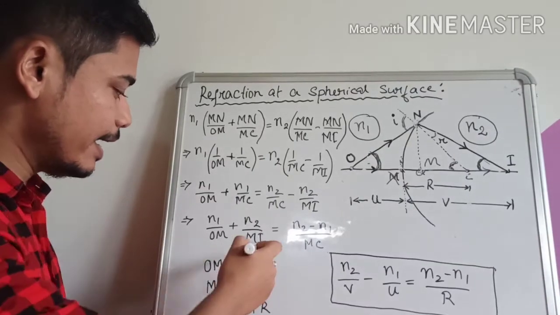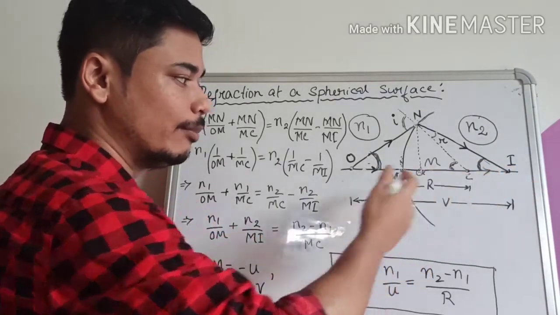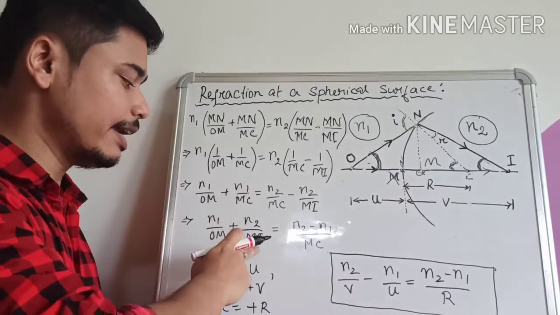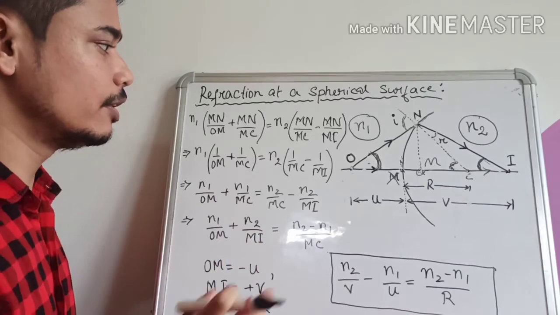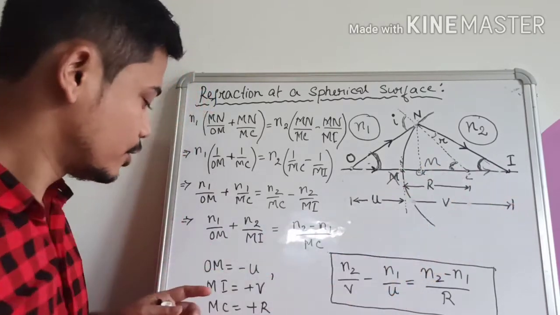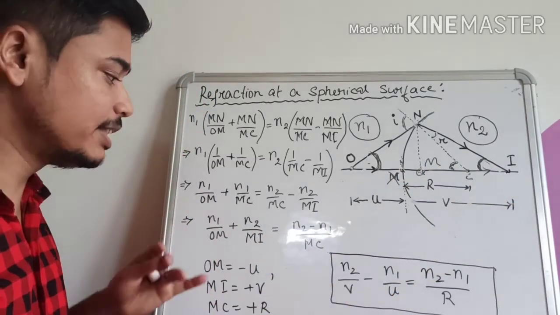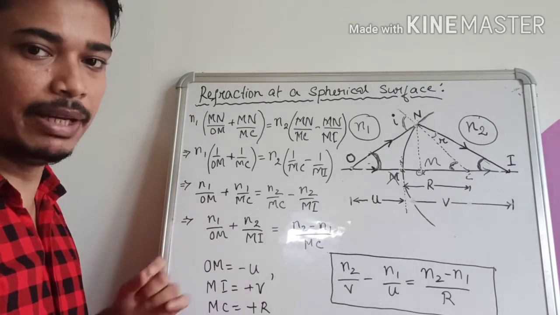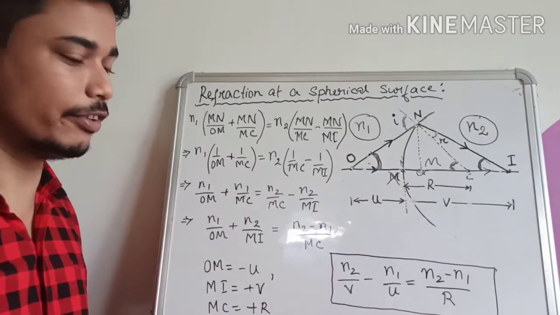Then what will be MI? MI, we are moving along the same direction as that of the incident ray direction. That means MI will become positive. So this is nothing but V, which is the image distance. Therefore MI will be equal to plus V, which is the image distance from the spherical surface.